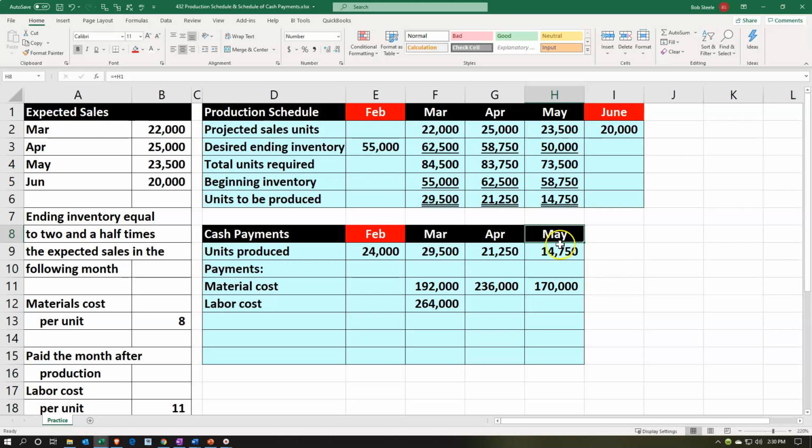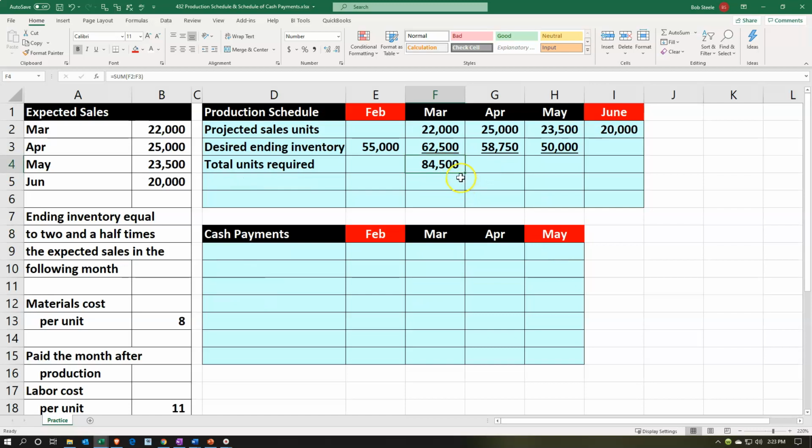So don't let that throw you off. May should not be red. I'm going to autofill this across now, putting our cursor on the autofill handle, dragging that on across. So March, April, and May.